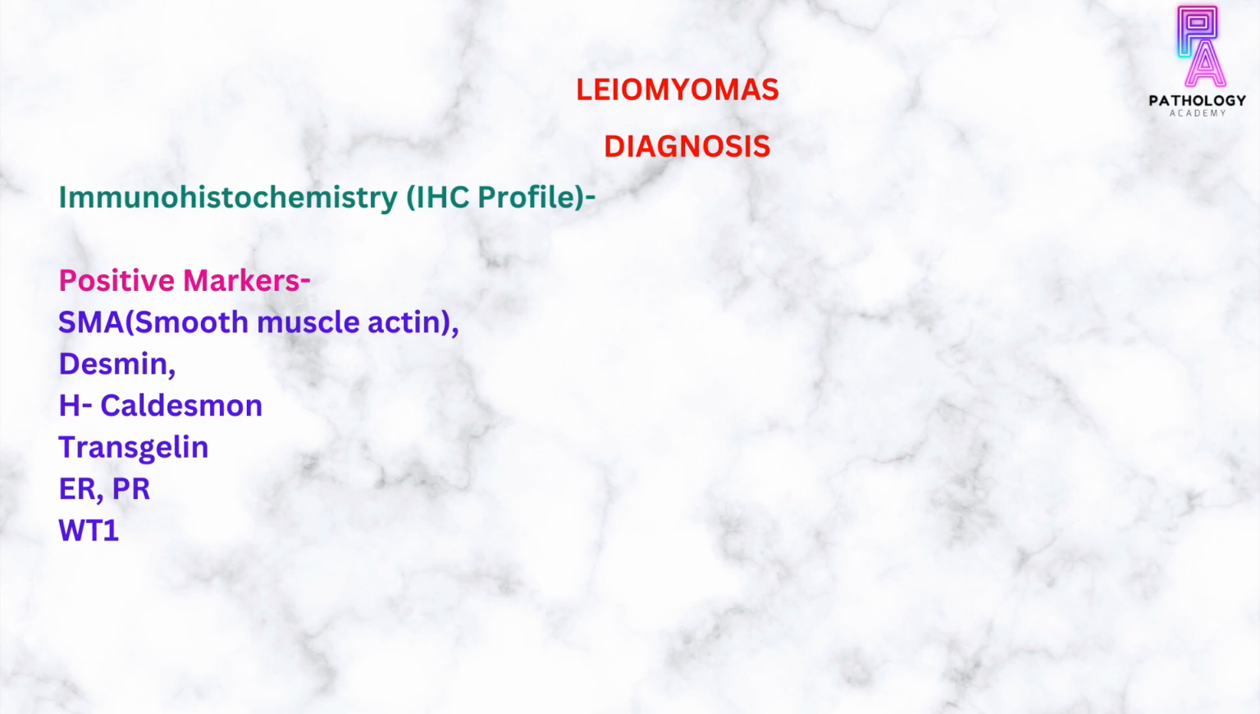Coming to the differential diagnosis of leiomyomas, it is important to differentiate leiomyomas from smooth muscle tumor of uncertain malignant potential, from leiomyosarcoma sometimes, and sometimes from endometrial stromal nodule. Also, PEComa and inflammatory myofibroblastic tumor are some of the common differential diagnoses, and we have to differentiate a leiomyoma from all these entities to clinch the diagnosis of leiomyoma and the variant of leiomyoma.